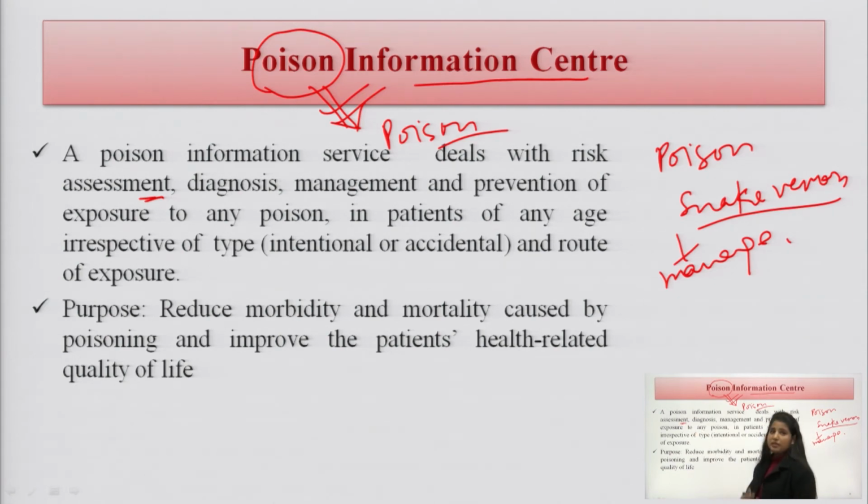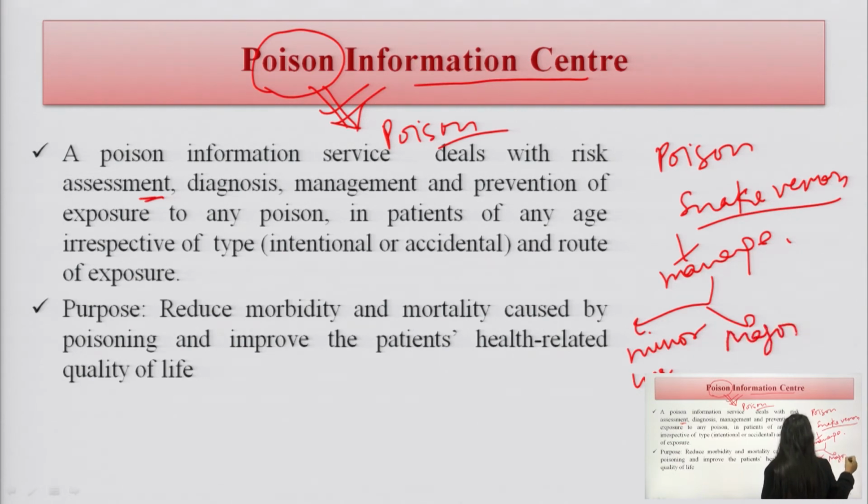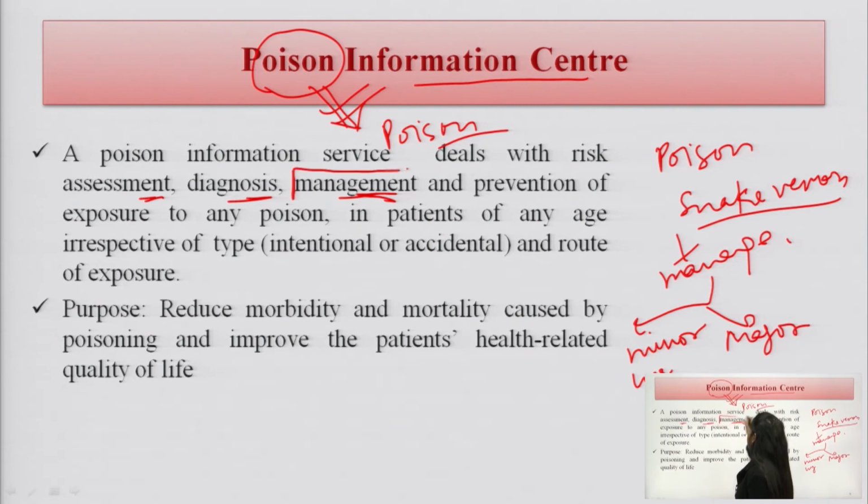The risk assessment means any poison can cause minor injury, minor toxicity. It could cause major toxicity, severe illness. So this is called risk assessment, and it is studied under the Poison Information Center. How to diagnose means there are signs and symptoms associated with different poisons. Management is very important. If we know that this is a particular poison and the patient is affected, then we should know how to manage it, how to reform the conditions.